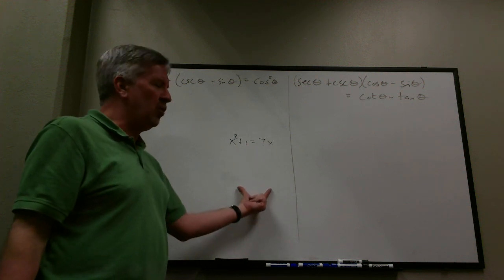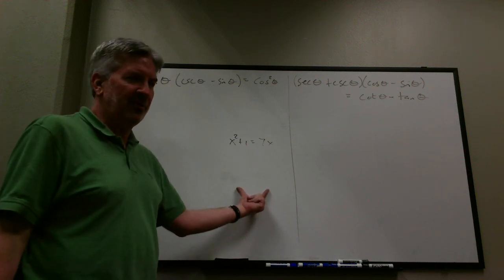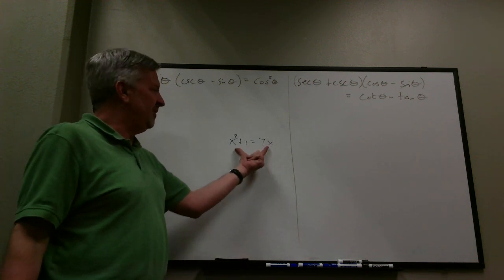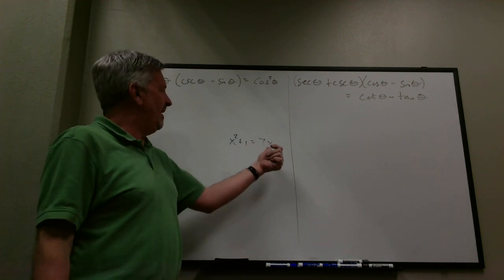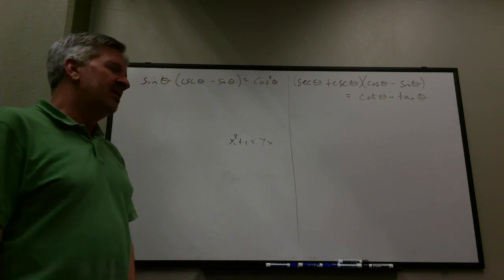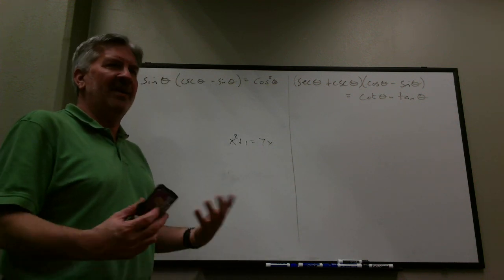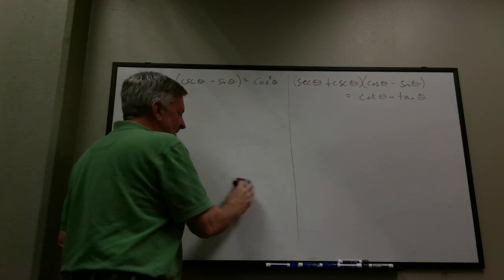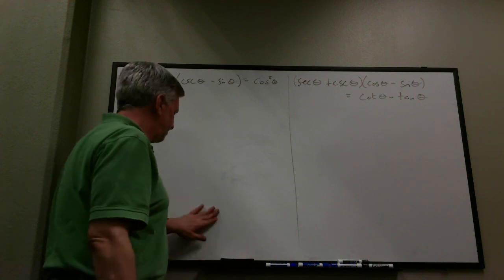An identity is an equation that's true no matter what you plug in for x, as long as everything is defined. So this begs the question, if this is not an identity, what x's do make this true? That's when you would solve the equation, right? So if you have an identity, there's nothing to solve. Everything works as long as everything is defined. And we've had identities in this course already.